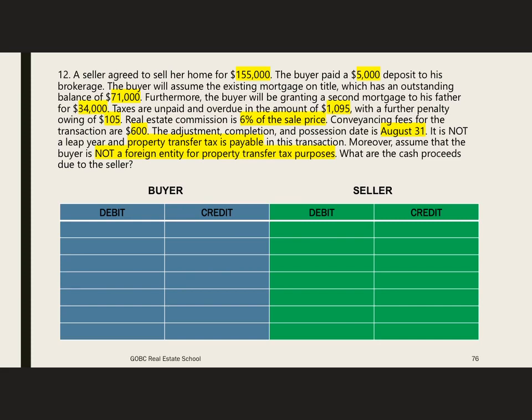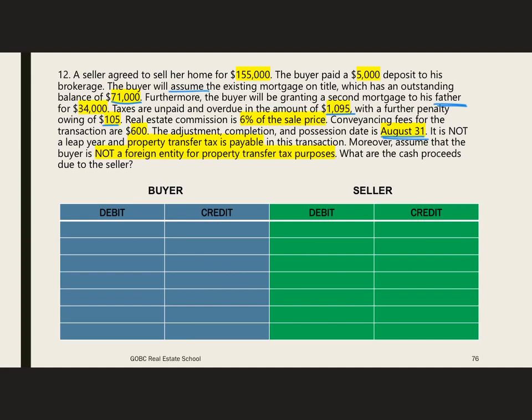on the seller's statement. The buyer will assume the existing mortgage on title, which has an outstanding balance of $71,000. So that we need to actually credit to the buyer and debit to the seller because that one is a vendor supplied mortgage. And then this second mortgage is coming from daddy, so that one just gets credited to the buyer. It says taxes are unpaid and overdue in the amount of $1,095 and a penalty of $105. So we need to debit that $1,095 and the $105 directly to the seller right away before we figure out the tax portion for the buyer because the adjustment date is August 31st.